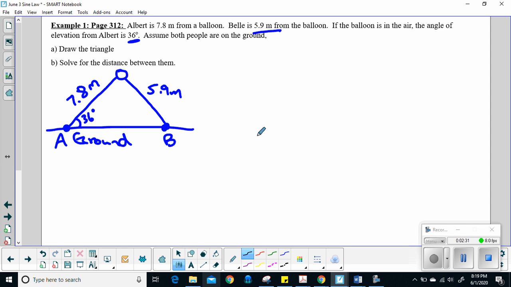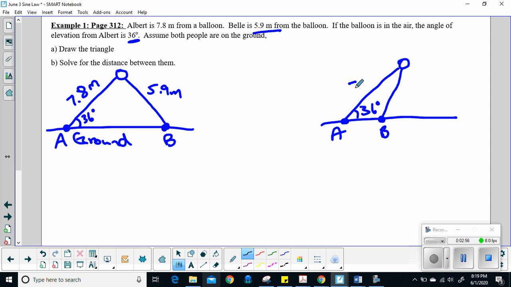Is that the only way to draw the triangle? Well, did we specify? What if Albert was here? The balloon was there, so we still got our 36-degree angle. Well, what if Belle is here? Notice how this one and this one do not look the same. Interesting. Can we solve it?